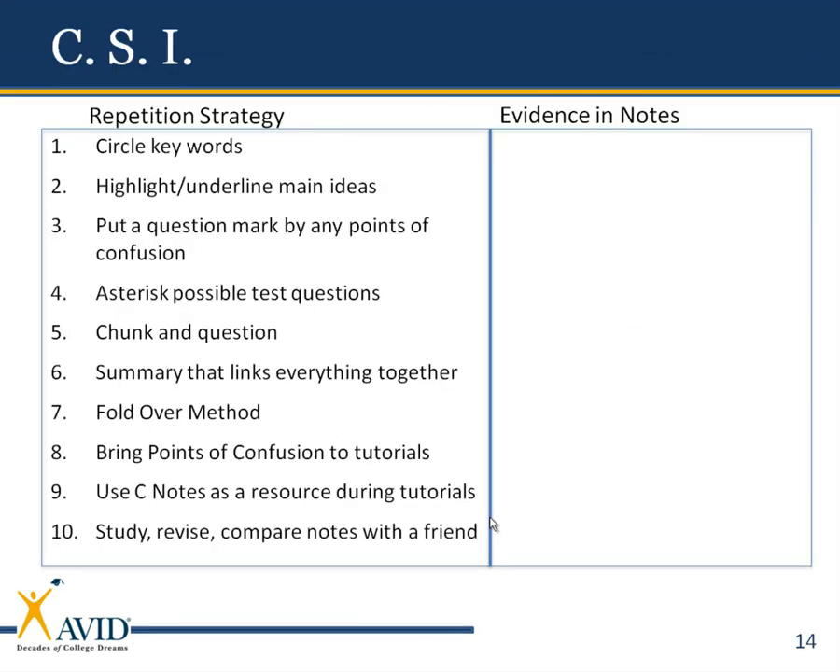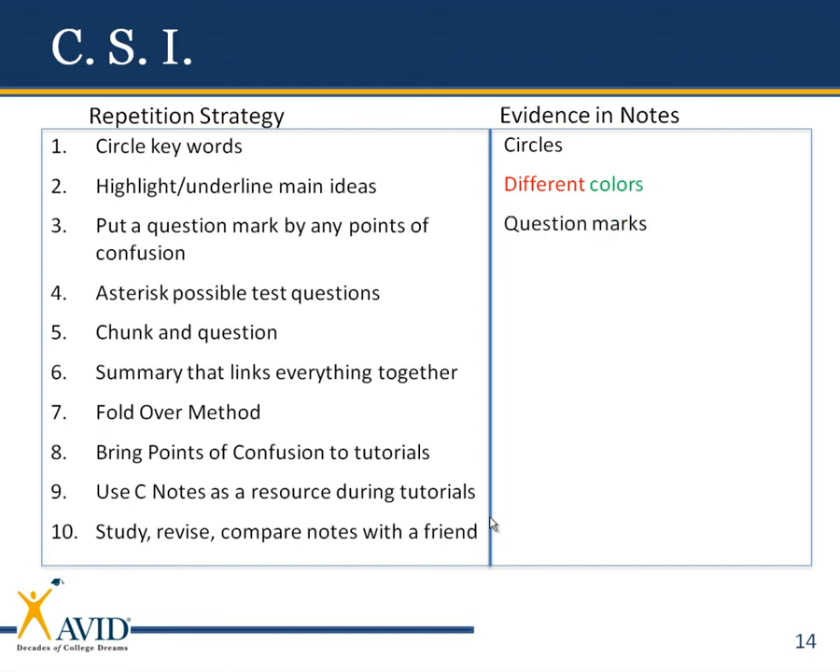Does anybody out there like CSI? I do too. Remember on CSI that you can't convict a criminal unless you've got some evidence. And I can't convict you of being a Cornell Note superstar unless I've got some evidence of repetitions in your notes. So let's look at, using these 10 strategies for repetition, what are some of the evidence that we could see in our notes? Well, circling keywords, that's easy enough. I should be able to see some circles. Underlining or highlighting our main ideas, maybe we're doing that in different colors. That's an easy way to have evidence that we're using repetition.